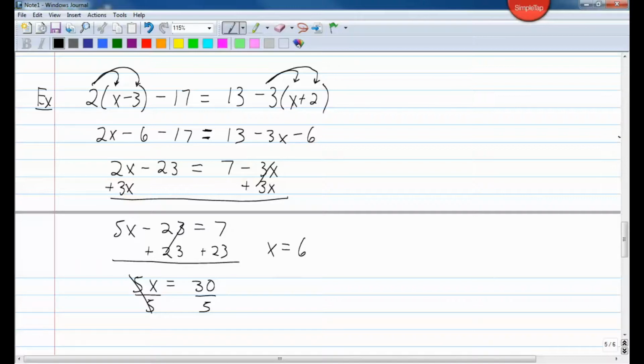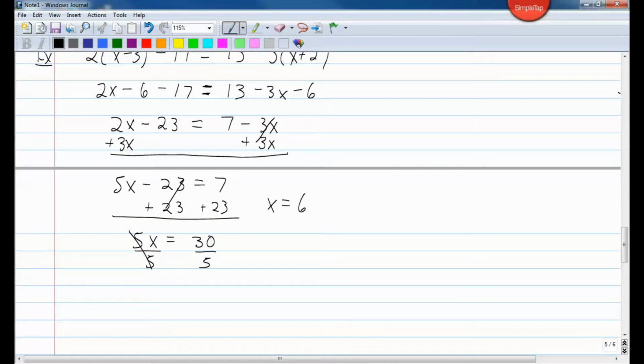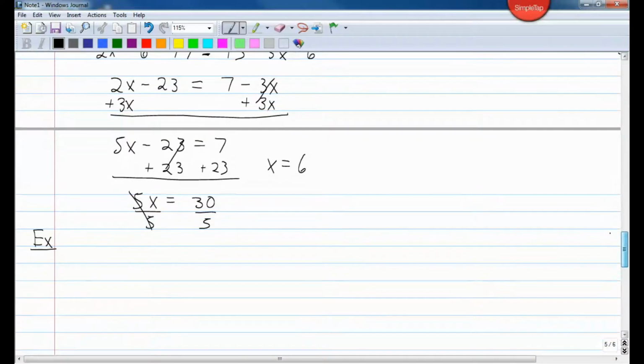Alright. I could check that. Again, you don't have to check linear equations, but to save time, I'm not going to check that one. So real quick, see if you can do this one. 4 times 2x plus 1 equals 29 plus 3 times 2x minus 5.